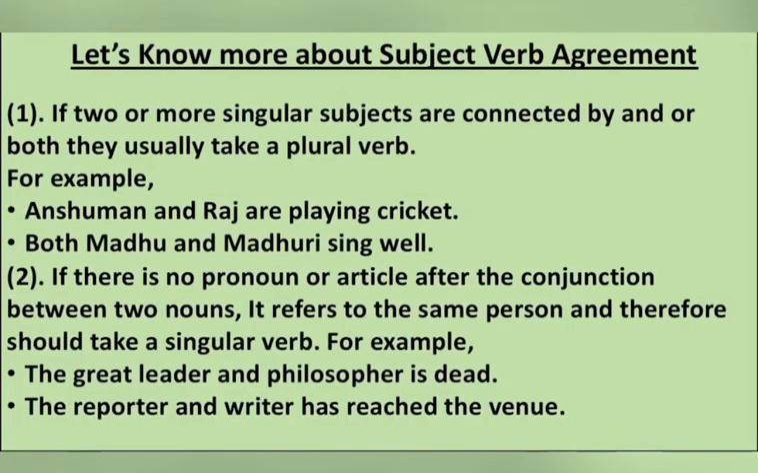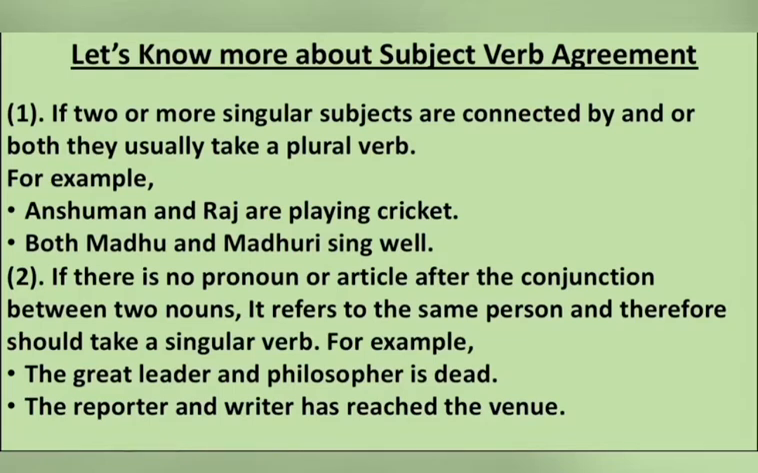Let us know more about subject verb agreement. If two or more singular subjects are connected by and or both, they usually take a plural verb. For example, Anshuman and Raj are playing cricket. In this sentence, we have two singular subjects joined with and, hence it takes a plural verb, are. Now, the next example: both Madhu and Madhuri sing well.